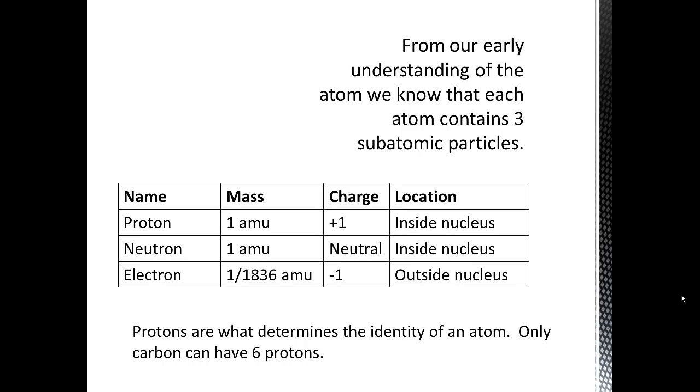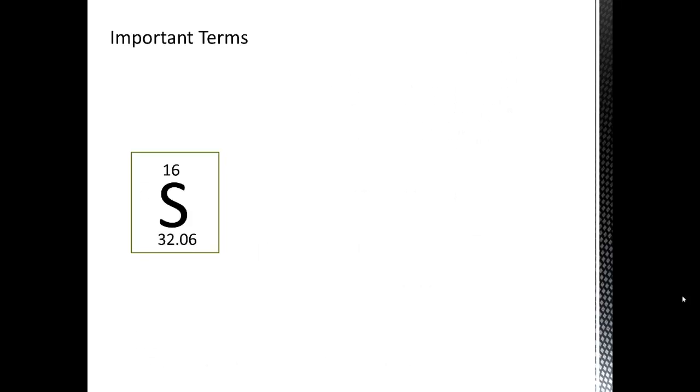Protons are very important because they are what determines the identity of an atom. Only carbon can have 6 protons. If it has 6 protons, it can't be anything other than carbon. So that is kind of the defining characteristic for each element, the number of protons the atoms have. The neutrons and electrons can vary, whether they're isotopes or ions, but the protons must remain a constant.